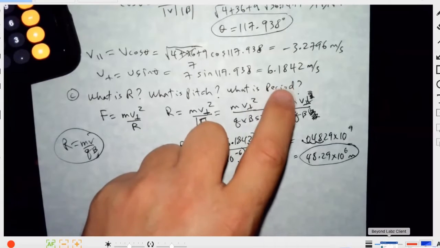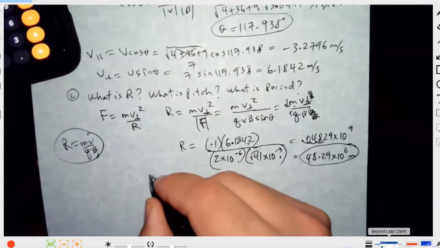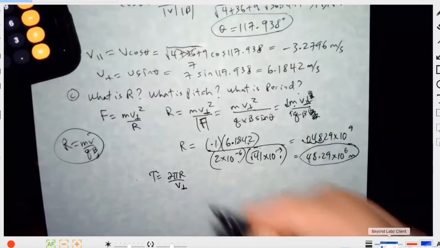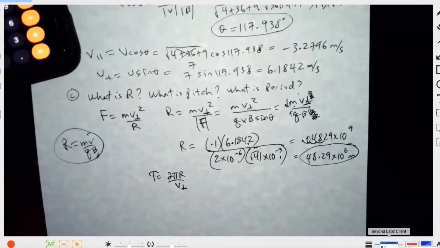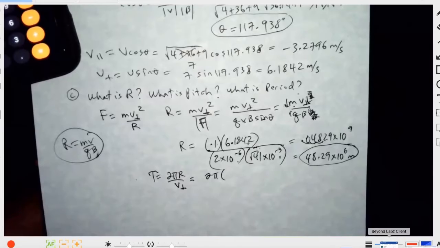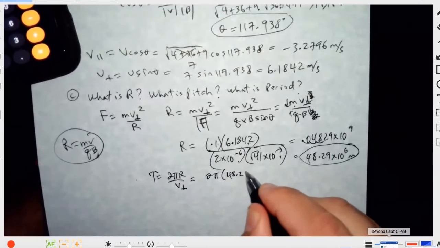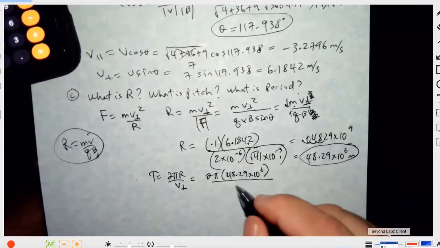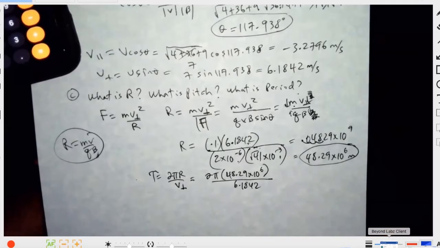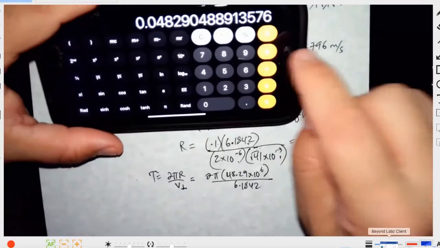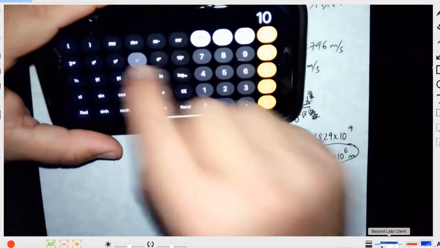From there, the period is probably the better thing to calculate first. The period is 2 pi r over the velocity perpendicular. It tells you how long it takes for one revolution. So the period is also going to be very long. 48.29 times 10 to the 6th over the v perpendicular, which is 6.1842.